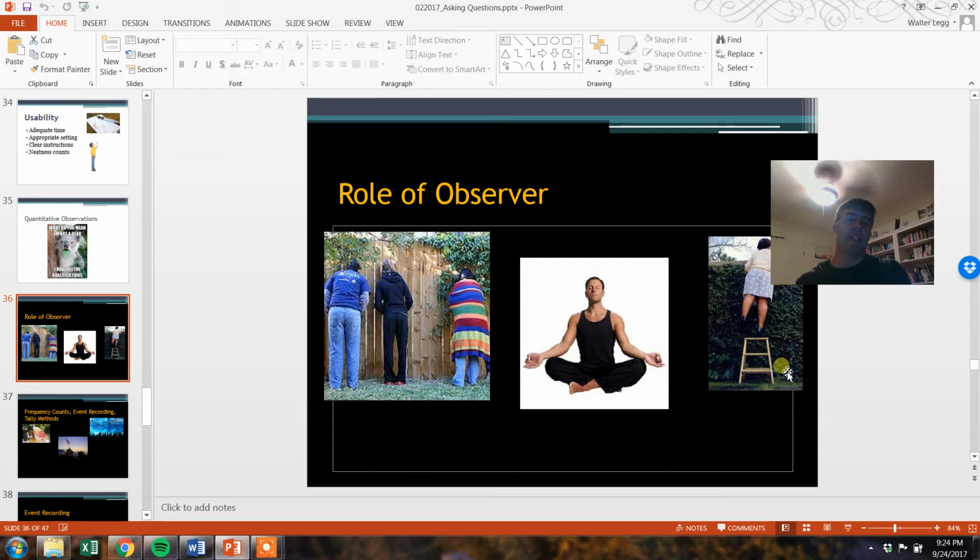At the other end of the spectrum, you are fully a participant in the activity. You may have a better sense of what's going on by doing that, but people are aware you're observing them, so that's going to come with its own negatives and may actually impact behavior. So think about where you are as an observer.